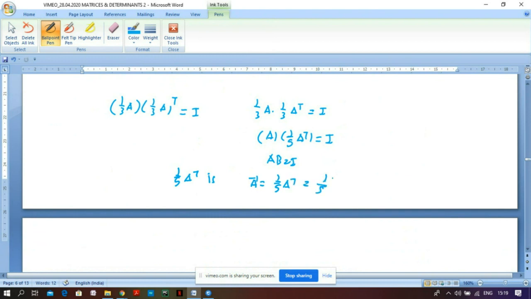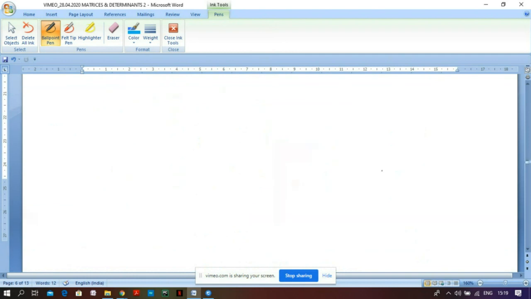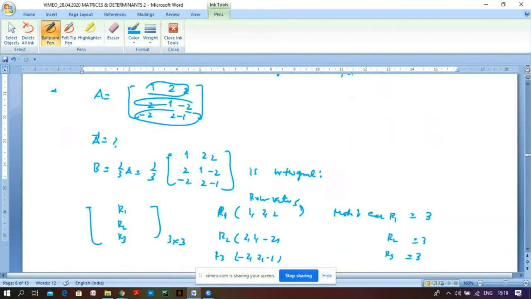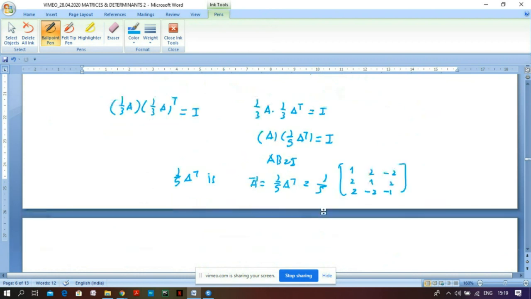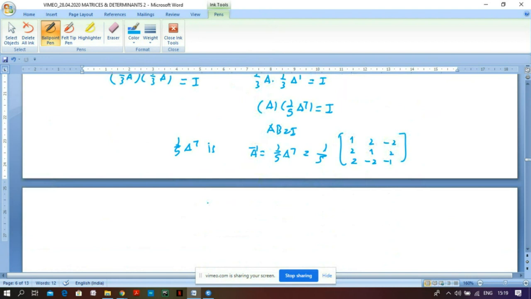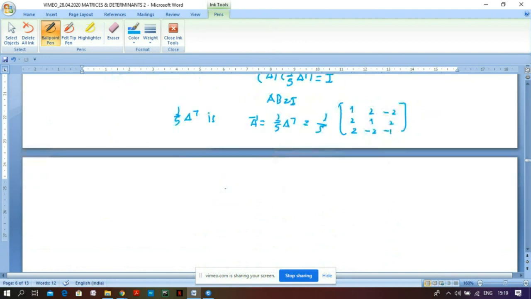So this is 1/9 times A transpose, and A was given to be this much, 1, 2, 2. So I can write A transpose by just changing rows to columns. So this is 1/9 times 1, 2, 2, 2, 1, negative 2, and we are changing rows to columns, transpose, negative 2, 2, and negative 1. And so that's my answer, that is A inverse. We can look at some other way also, but this is fair enough.